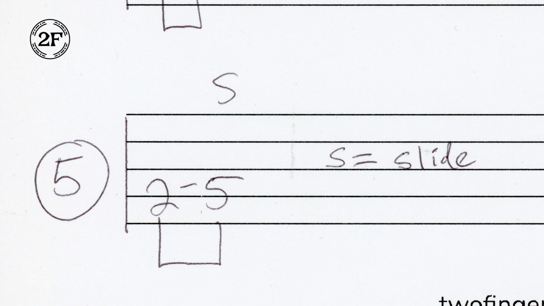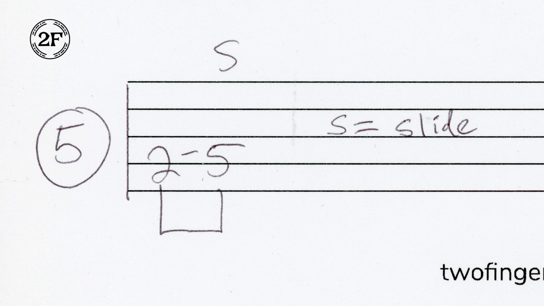And at the bottom, number 5, this is how I will write a slide. So you'll see a number, and then a dash, and then another number. Sometimes we slide up, sometimes we slide down, but I'll always, unless I forget, write an S over the second note so that you are reminded that that's going to be a slide.